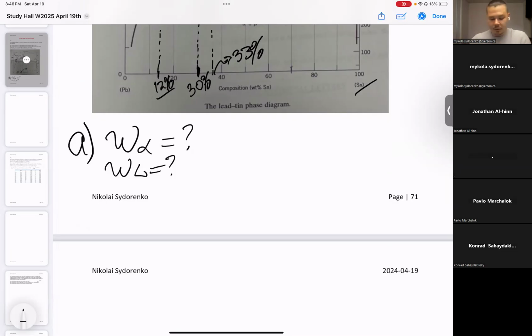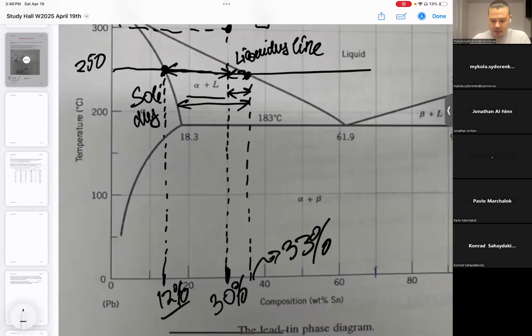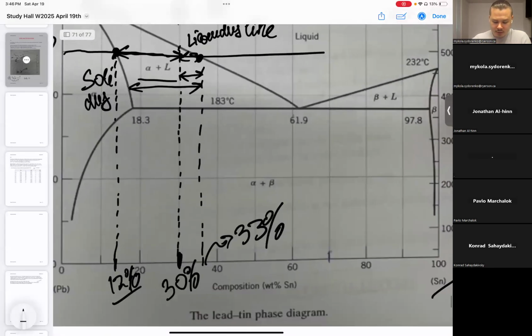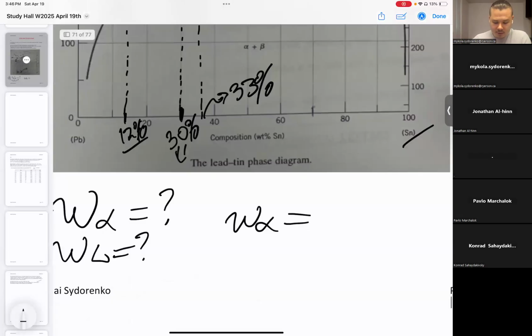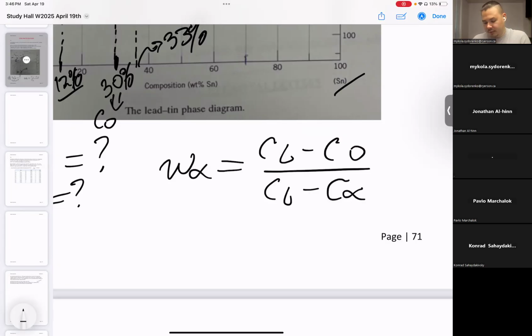So for example, omega alpha. In order to find the amount of solid, we need to essentially find this distance and divide it by the entire distance. In terms of the compositions, we know that this is C naught, the initial composition. The general equation is C liquid, I'll call it CL, minus C naught divided by C liquid minus C alpha.